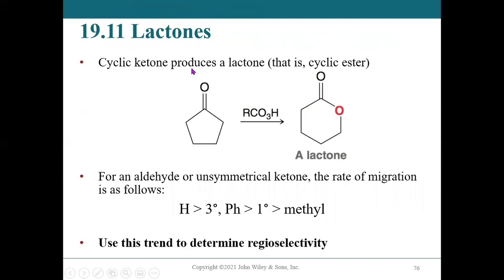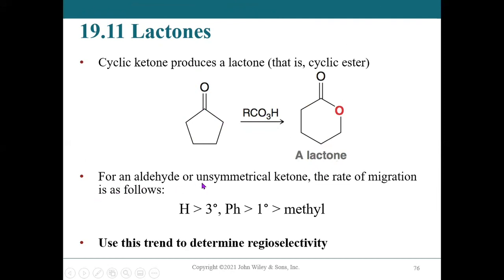A cyclic ketone produces a lactone, and that is a cyclic ester. So you can see here this cyclic ketone has a 5-carbon ring. We use a peroxy acid, inserting oxygen between this carbon and this carbon. We have the so-called lactone.